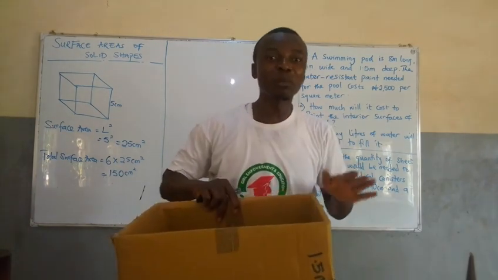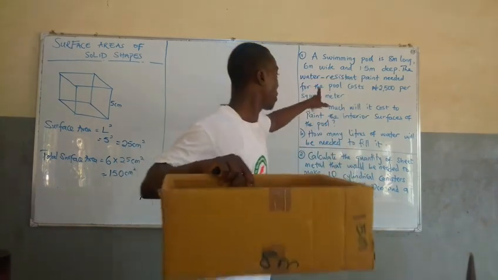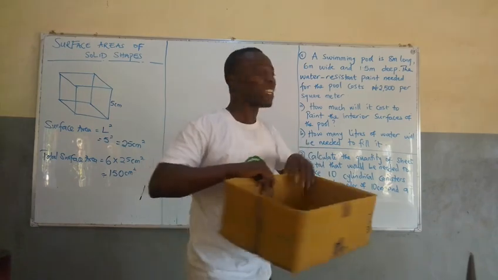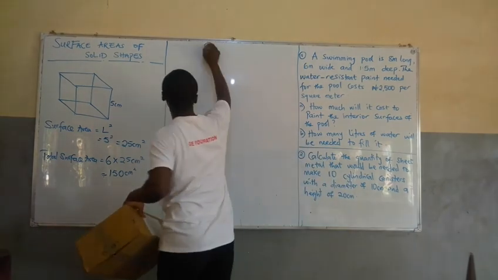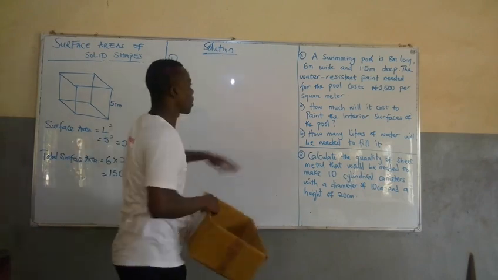Now, in word problems, we'll take it gradually. So with this, I've been able to explain what the question is saying. So now let's go ahead to solve the question together. So I have my solution here. Number 1, I'm going to solve this now.